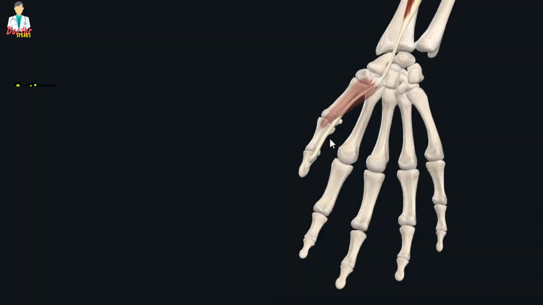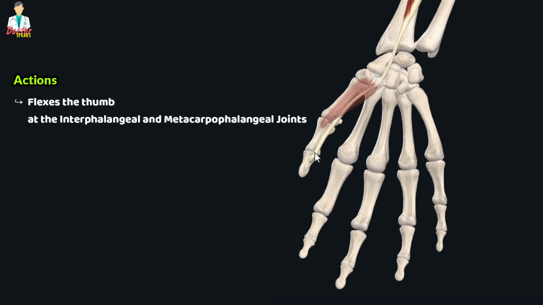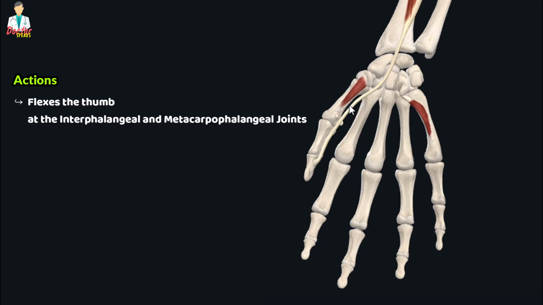If we discuss the actions performed by this muscle, on contraction, this muscle acts through its tendon of insertion onto the distal phalanx of the thumb and flexes the thumb at the distal interphalangeal and metacarpophalangeal joints. Another function, and the most important one, performed by this muscle is the opposition of the thumb to the other fingers of the hand. With the help of this function, we can grasp any small or large objects in our hands.